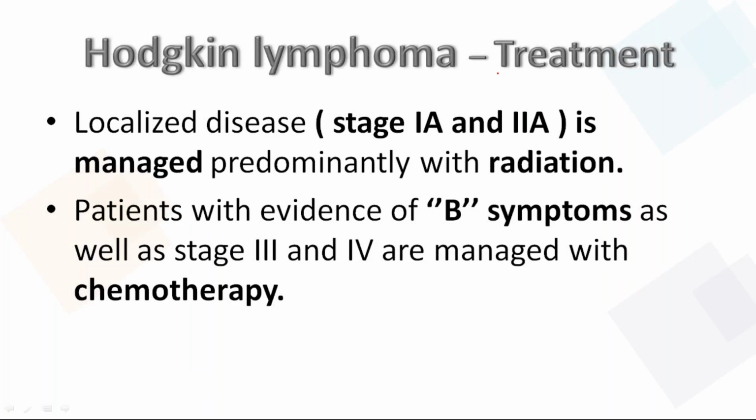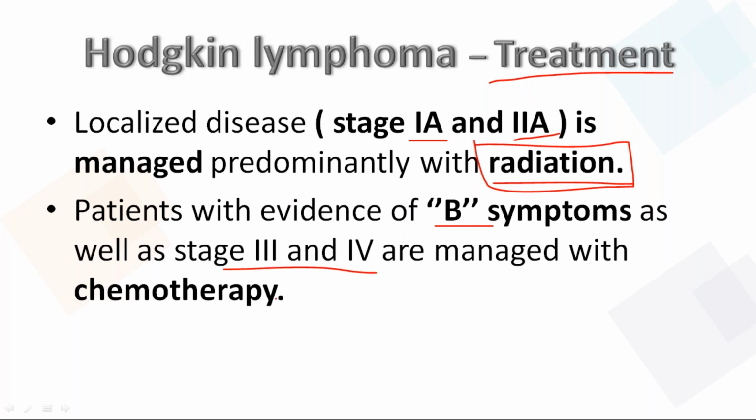So, what is the treatment? What is the management of the lymphoma? If it is a localized disease, for example stage 1A or 2A, where A means no B symptoms, predominantly you can manage with radiation therapy only. But patients with B symptoms, as well as those in stage 3 and 4, you have to go for chemotherapy because radiation alone will not help. Either radiation with chemotherapy or chemotherapy alone.